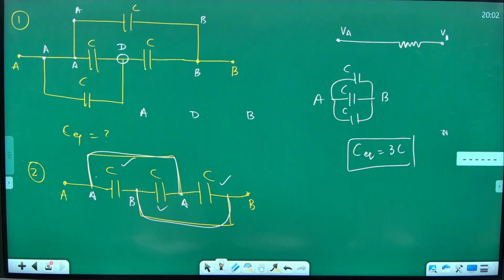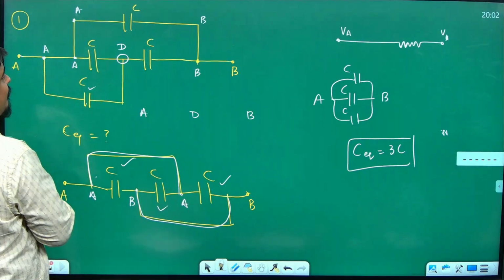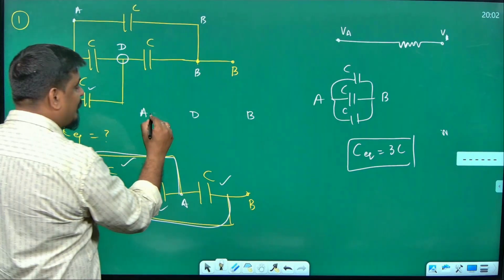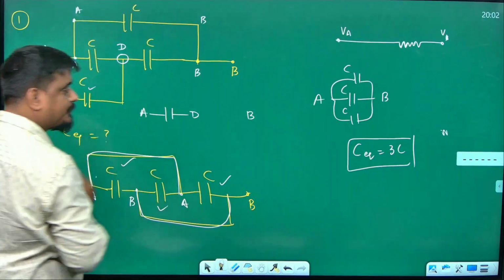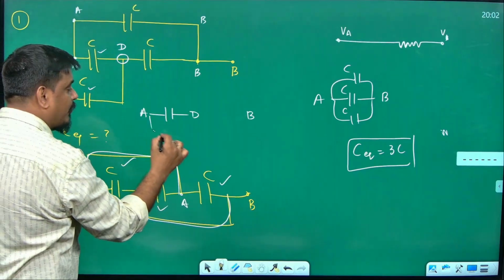Pay attention, what I am teaching is actually very useful for competitive exams. Pay attention. This C is between what and what? Between A and D. So between A and D I am drawing one C. This C is between once again A and D, so I am drawing one C.